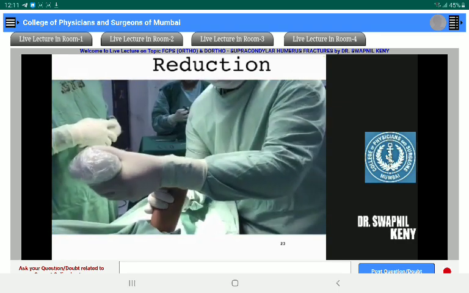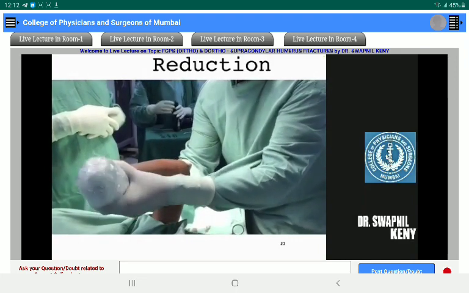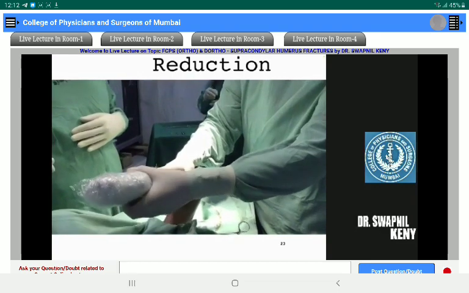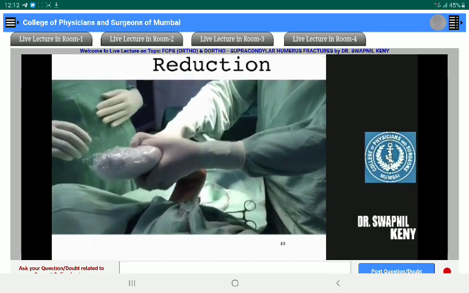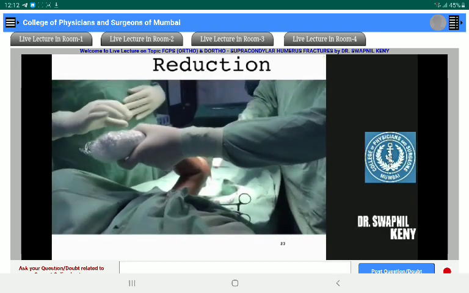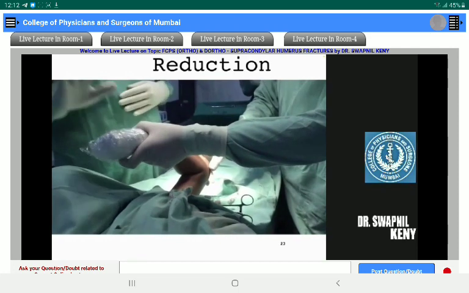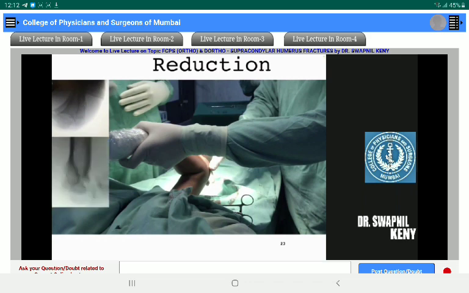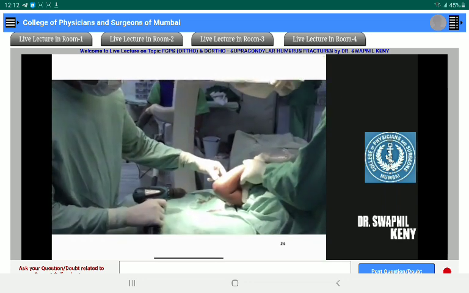Just look at my right thumb. I'm milking the fragment and I'm going flexion pronation, which basically flexes and pronates the distal fragment. So this is an extension type supracondylar where I have done flexion, and now I'm going to check my reduction. So this is the anterior posterior view, and this is the lateral view. I am reasonably happy with my reduction. And now that is done, I'm going to start putting wires.